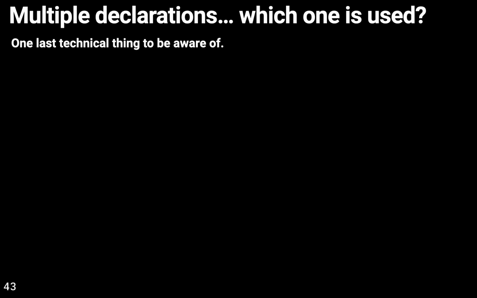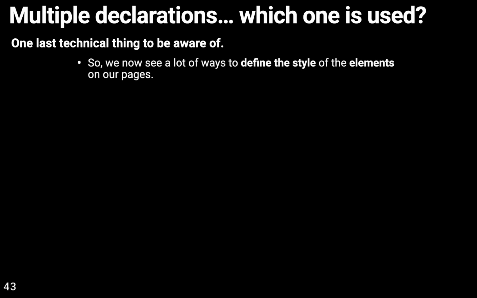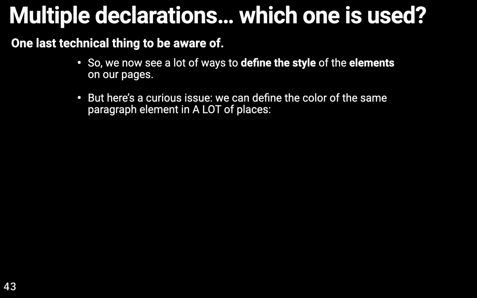Okay. Next, here's the conundrum, right? If I have multiple declarations, which one should be used? And it gets a bit technical, but it's something to just keep your mind on here and there. So we see lots of ways to define the style of elements on our pages, right? But the curious thing is we can define the color of the same paragraph element in a lot of places. We have our external files and our internal styles on the page, and then our inline CSS.